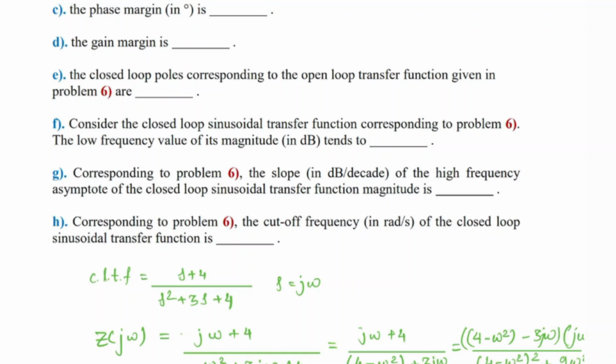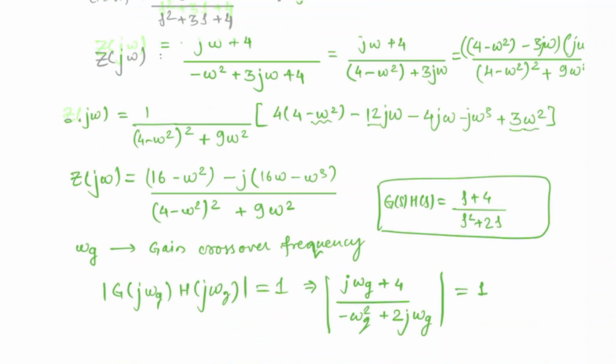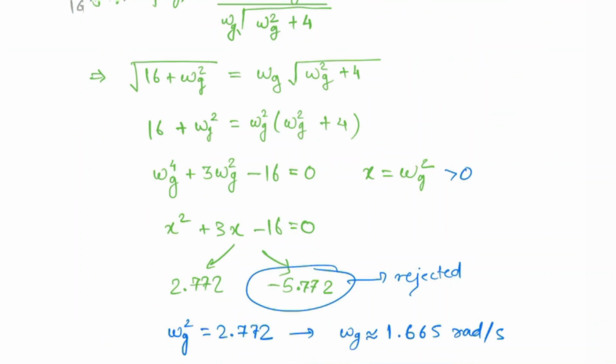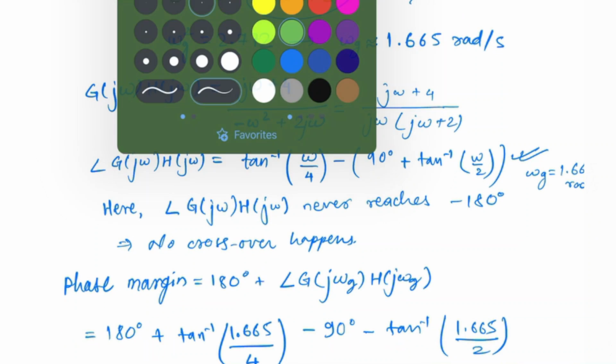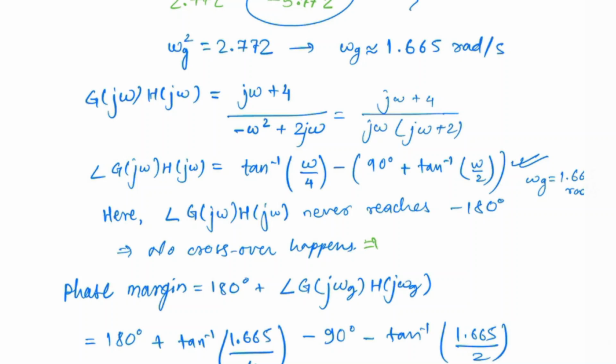Now we have been asked about gain margin, but since there is no crossover happening, this means that gain margin is infinity. The gain margin is found at that omega where the crossover happens, or the angle reaches minus 180 degrees.